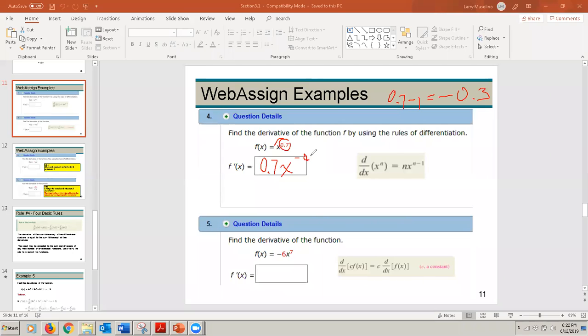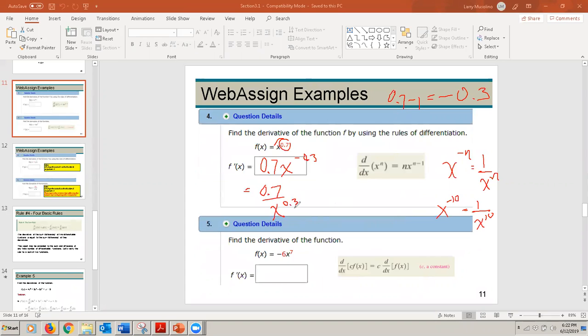I could leave the answer like that, but sometimes you might want to write an answer with positive exponents only. You might remember if you have x to a negative exponent, you can rewrite it as 1 over x to the positive exponent. I'll give you an example. How about x to the negative 10, let's say? I could rewrite that as 1 over x to the positive 10. So in our example, if I wanted to get rid of the negative exponent, I could write this as 0.7, and I'm going to move that x to the negative 0.3 down to the denominator, which would be x to the positive 0.3.